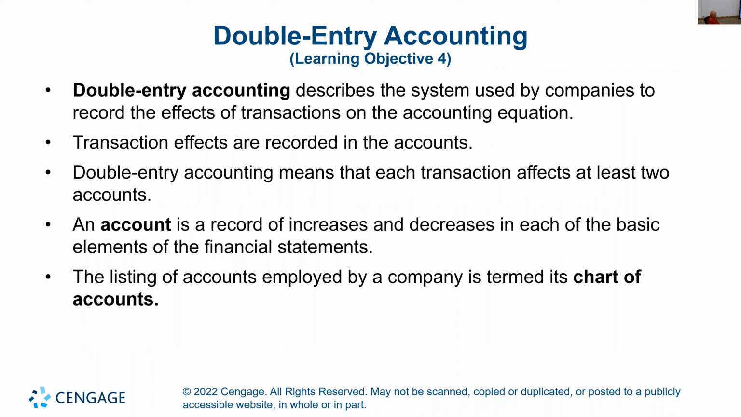An account is a record of increases or decreases in each of the basic elements of the financial statements. When we were analyzing and identifying things, cash is an account. We can analyze when cash goes up or down. We have accounts receivable, accounts payable, common stock, whatever we identify as a component of the accounting equation, we are going to call that an account. The list of accounts used by a company is called its chart of accounts.